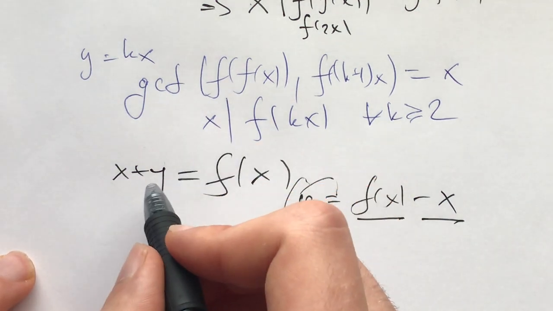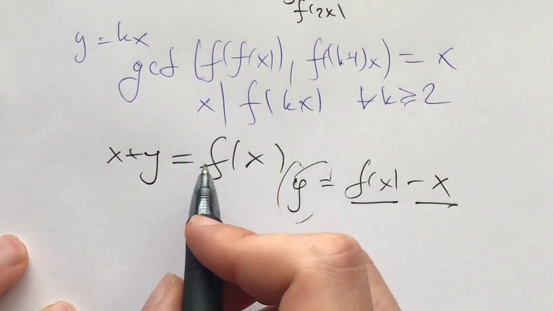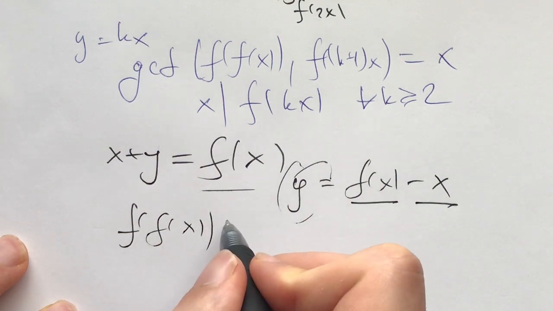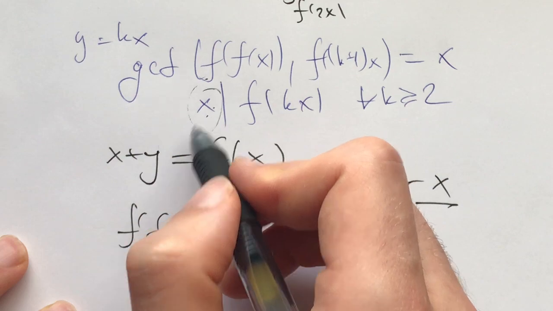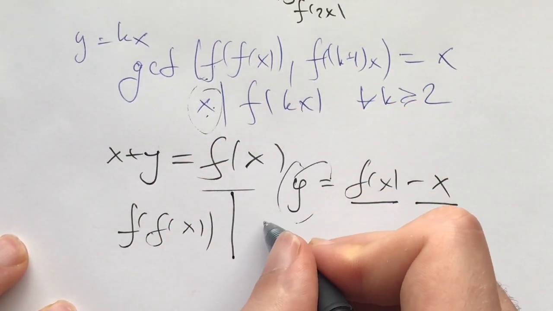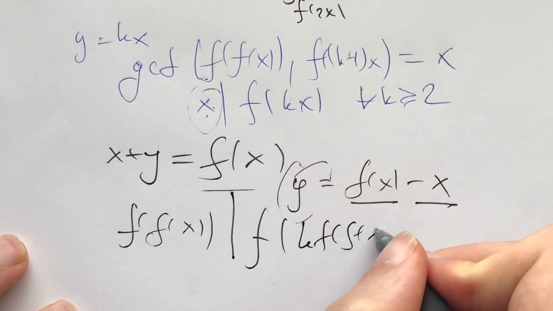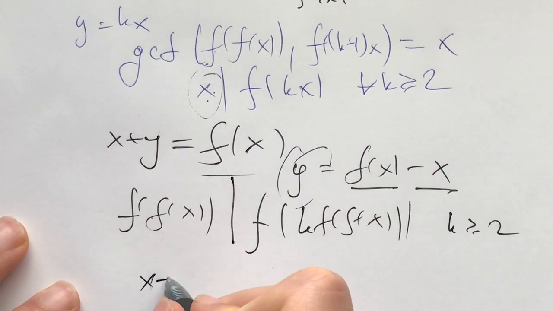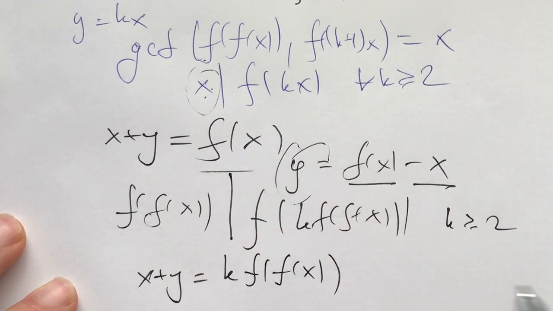So here's the next thought. I can't really have this, right? So could I have something else, something maybe divisible by f of x? Now the question is, what does f of x divide? Well, from here, just plugging in x equals f of x, we'll get that this divides f of k times f of x for each k greater than or equal to 2. Now, can I make x plus y equal k times f of x for some k?